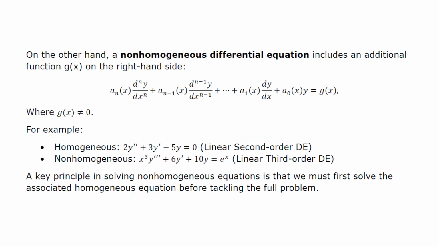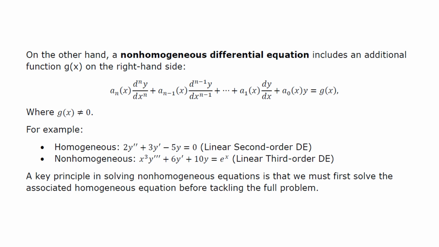On the other hand, a non-homogeneous differential equation involves an additional function g of x on the right-hand side. That's the difference between the two, and g of x then does not equal 0. For example, a homogeneous equation would be 2y double prime plus 3y prime minus 5y equals 0. This would be considered a linear second order DE.